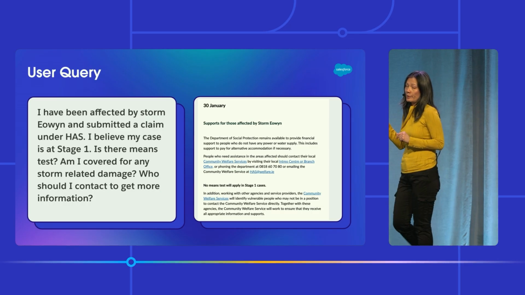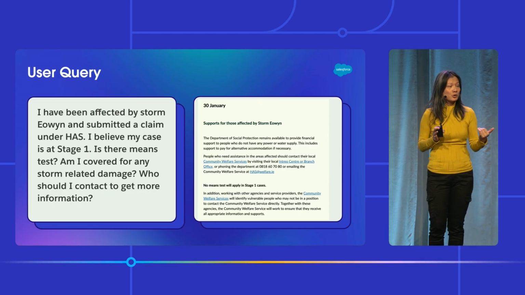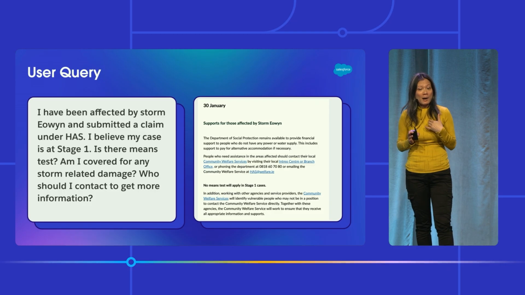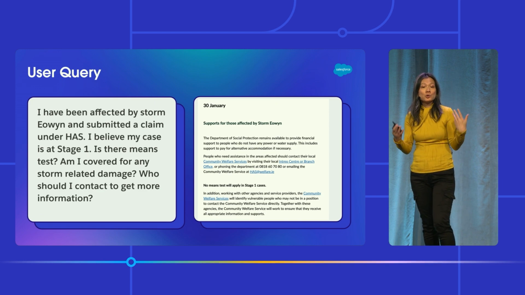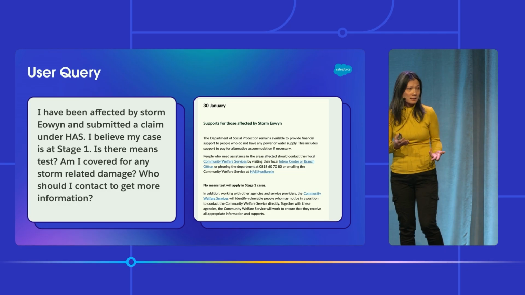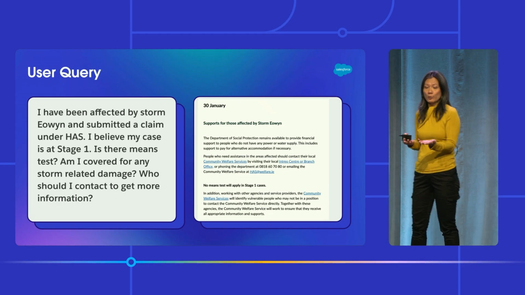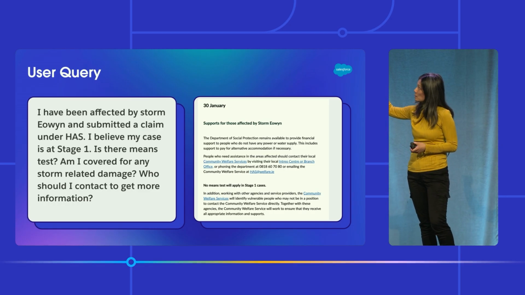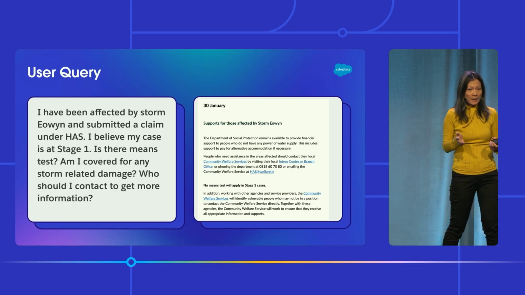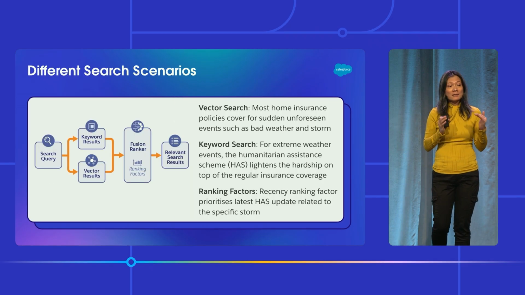So now the user query you see on the left-hand side, right, is a true user query. So somebody will be calling up their insurance company saying that I have been affected by Storm Owen. I submitted a claim under HAS, and I believe I'm at stage 1. I need to understand, do I need to go through this means test? Also, what is my coverage? And where can I get more information? If you remember, right, there was this addition that was added by the government, and this is where all the relevant information is located.